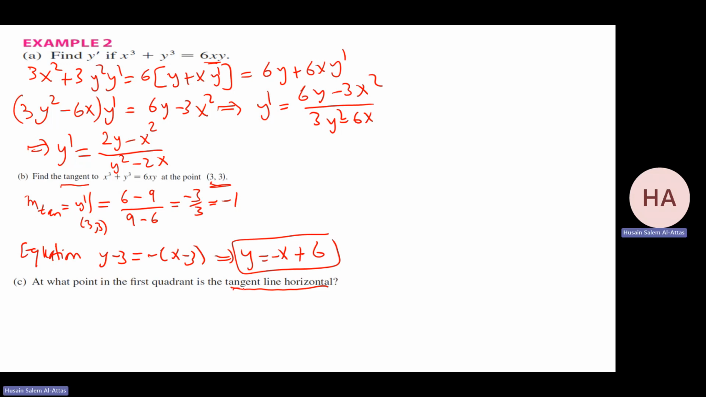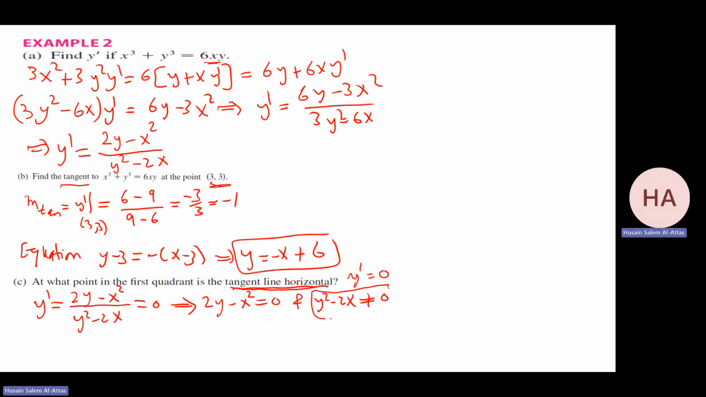Now he's asking when I have the tangent line horizontal. What's the meaning of that? It means I'm dealing with y prime equals 0. So I need now y prime to check when y prime equals 0. y prime equals 2y minus x squared over y squared minus 2x equal to 0. That means what? Two things. 2y minus x squared equals 0, and don't forget, the denominator should not be equal to 0. Put this in your mind.